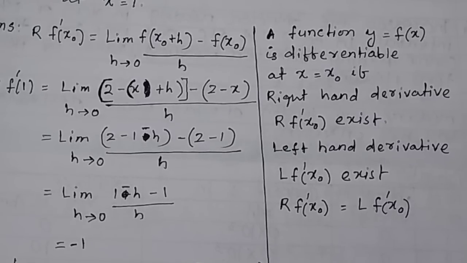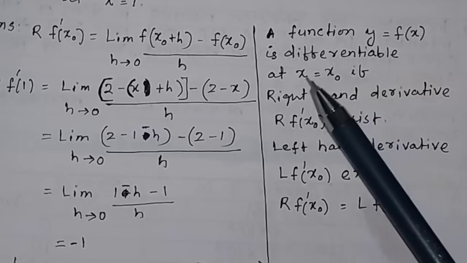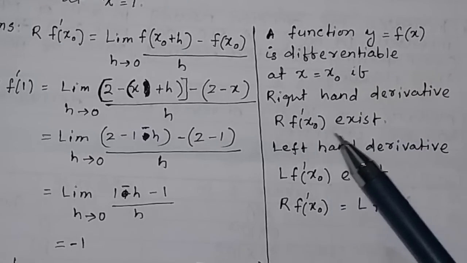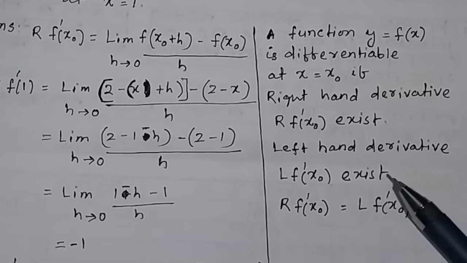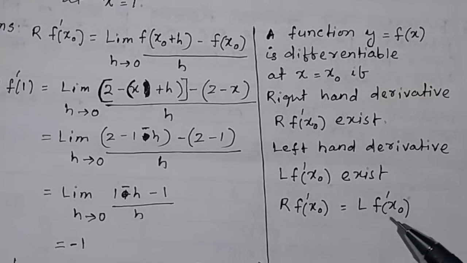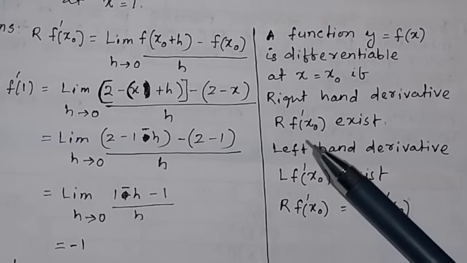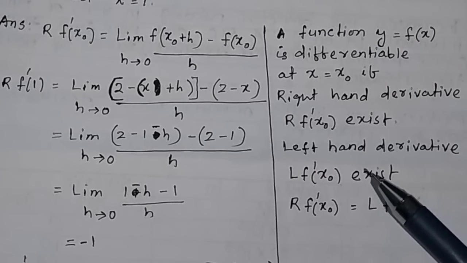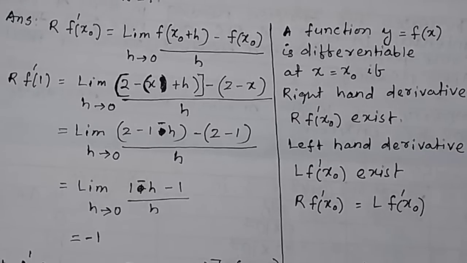We know from the definition of differentiability of a function that a function y equal to f(x) is differentiable at x equal to x0 if the right hand derivative Rf'(x0) exists, the left hand derivative Lf'(x0) exists, and the right hand derivative is equal to the left hand derivative. We will see whether the right hand derivative and the left hand derivative exist or not, and then we can prove whether the function is differentiable or not.